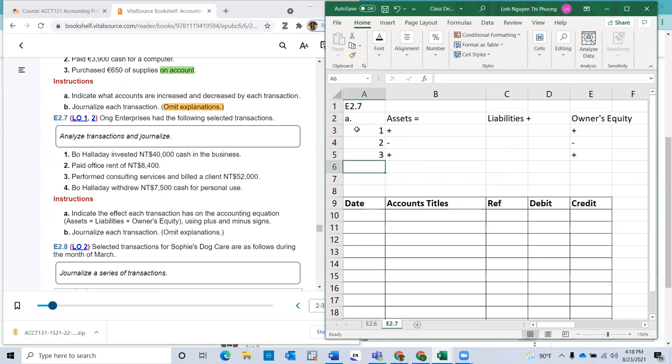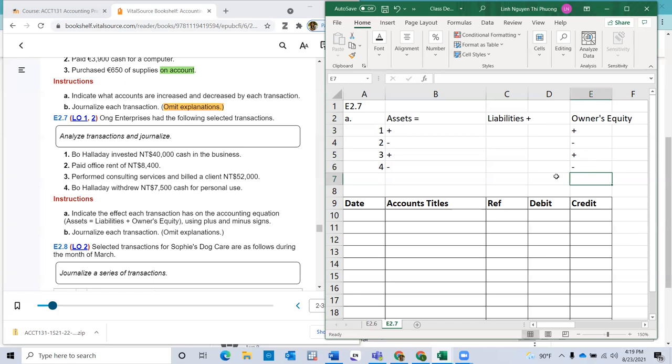Number four, Bob Holiday withdrew 7,500 cash for personal use. So when Bob Holiday withdraws money for personal use, our cash will decrease, because he withdrew the money from the business. So when cash decreases, the assets will decrease, okay? Now, when the owner withdrew the money from the business, we have owner's drawings. Owner drawing will increase. But owner drawing is under owner equity. And when owner's drawing increases, owner equity will decrease. So I will have a decrease sign here, all right?